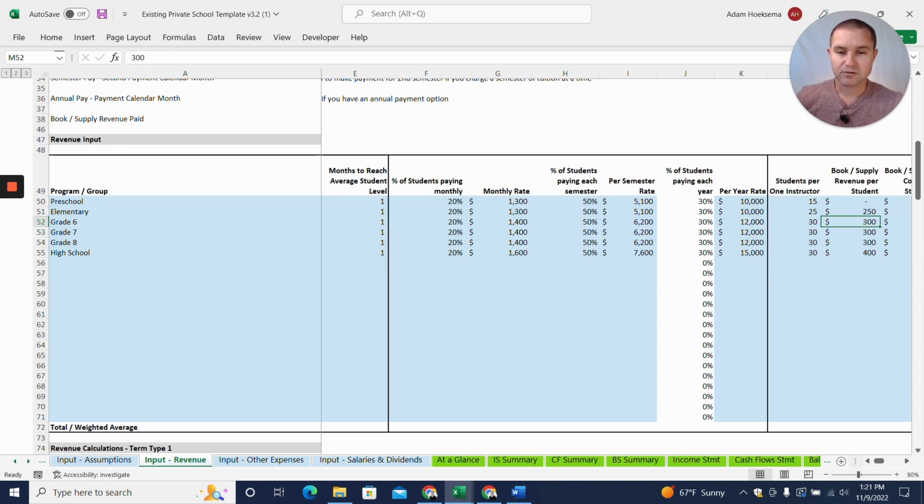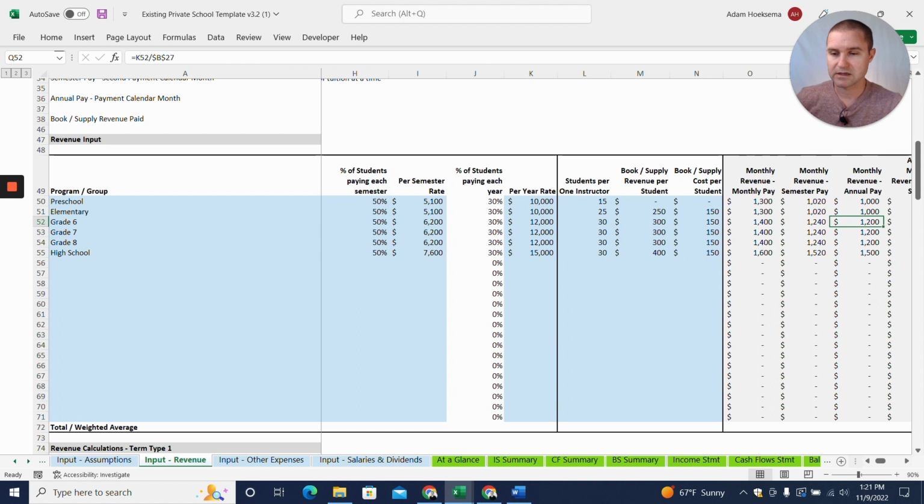And then the last couple things we need to do on this tab is enter in the number of students per one instructor that we can have. So this may be regulated in your state, especially probably for preschool. You may have some specific rules about ratios that you need to keep, and so that's what we're trying to get at here.